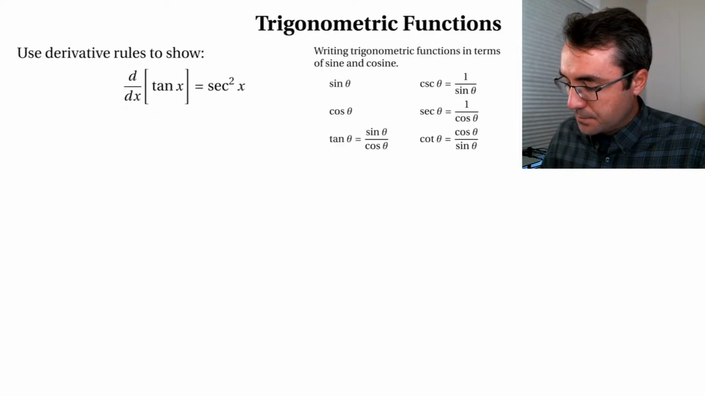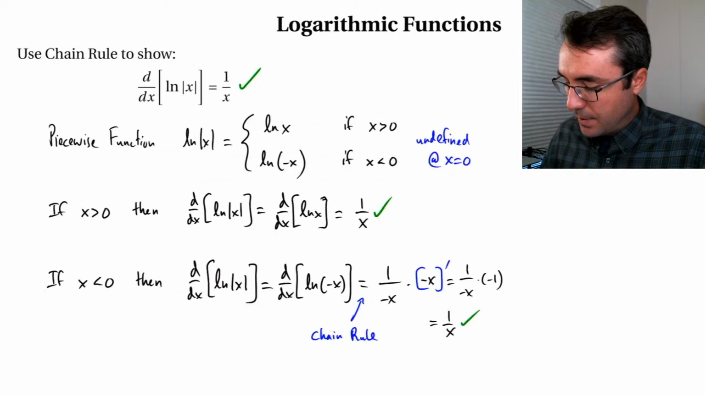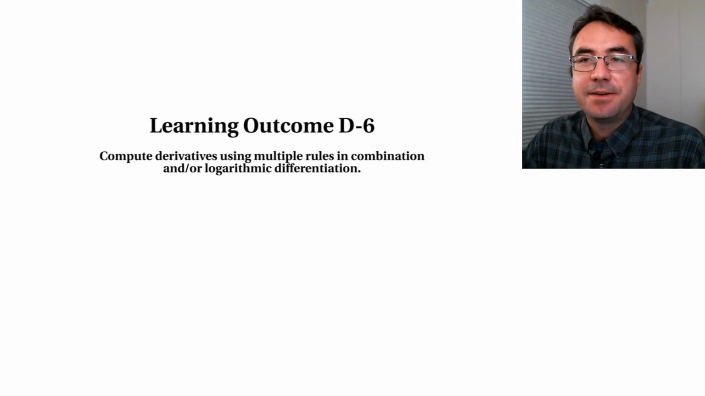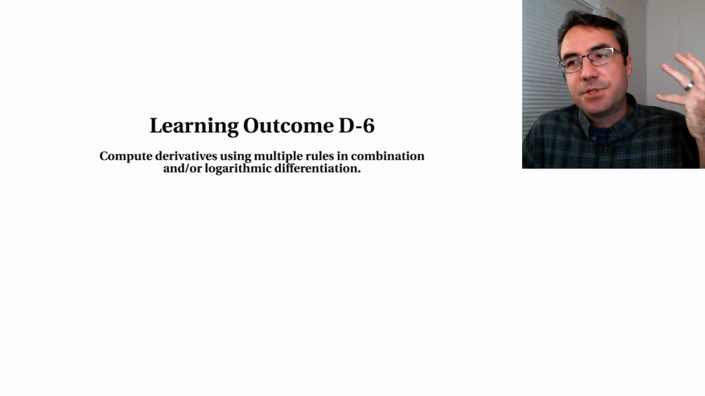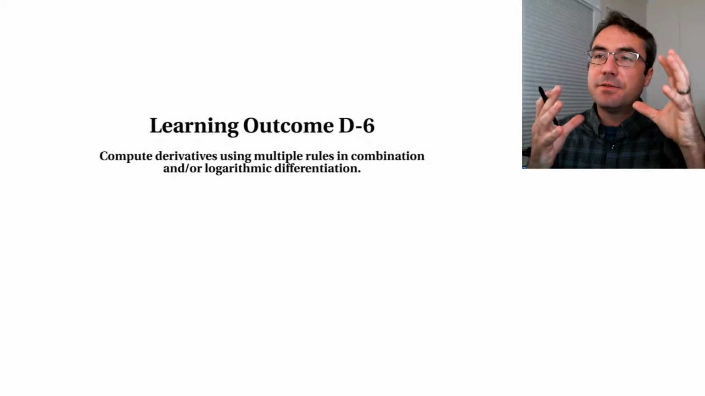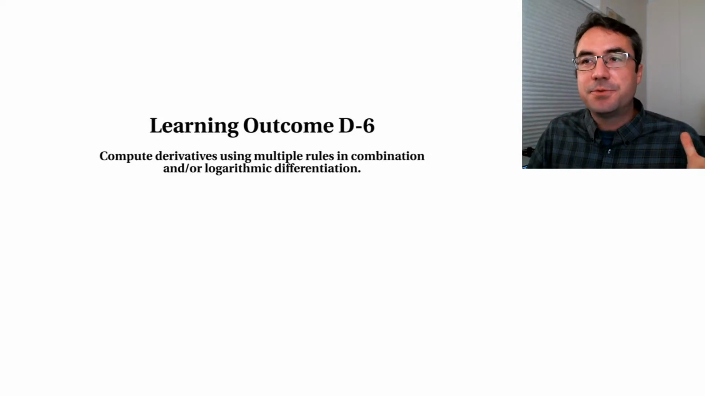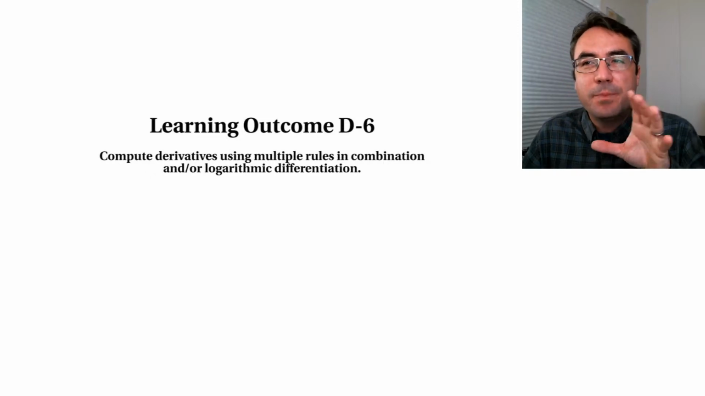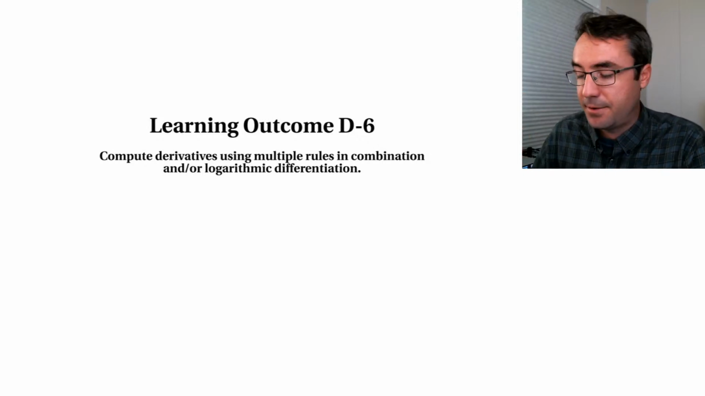All right. So let's go on to learning outcome D6. And part of this is just review. It's being able to take all of the different derivative rules that we've used and use a bunch of those rules together. That's really all this is. There's a little bit new here that we're going to talk about, but a lot of it is just putting all the techniques together.